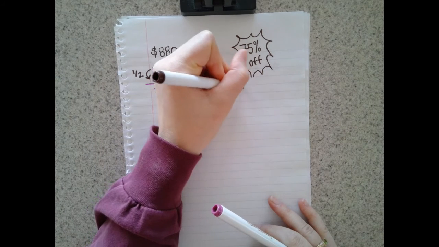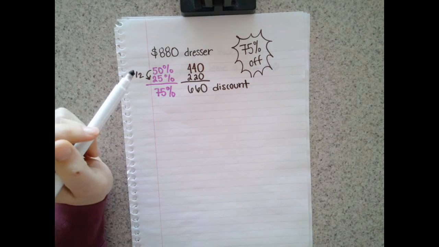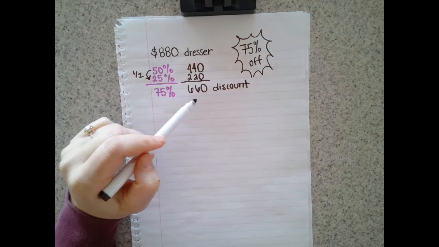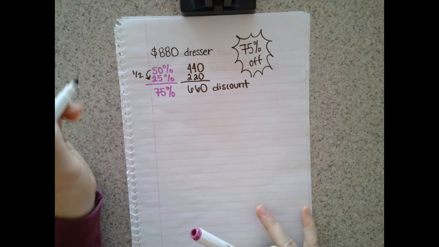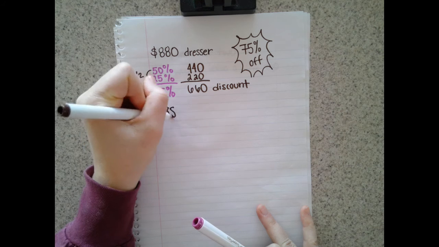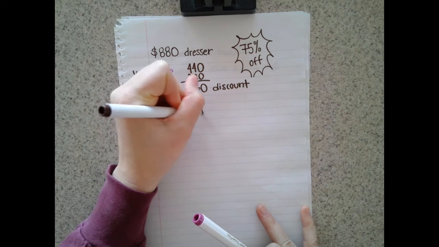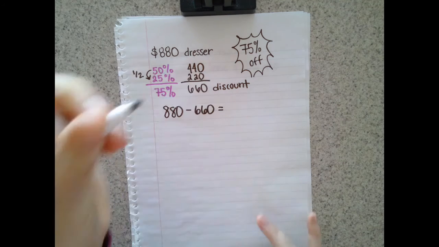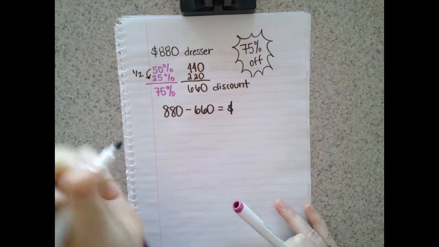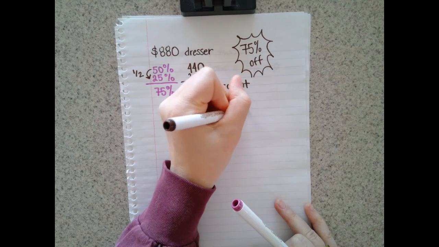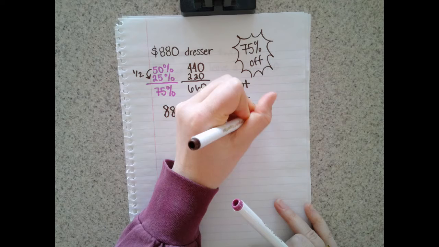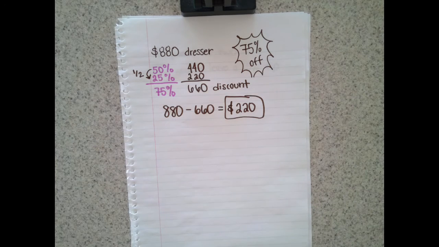Major savings here. By buying this dresser now, while it's 75% off, you can expect to save yourself $660. So what are you going to be paying? Well, you take the original price minus the discount, and that means, doing some math here, 8 minus 6 is 2, you're going to be paying $220 for this dresser. That's quite a deal.